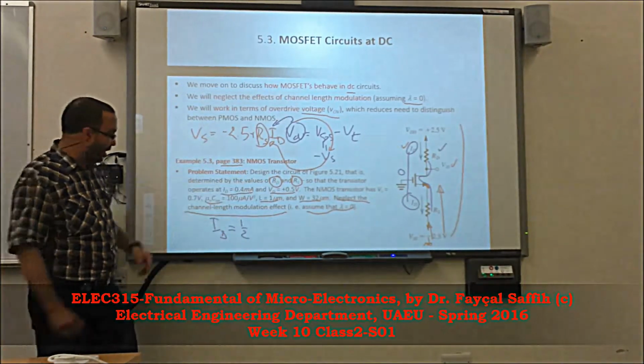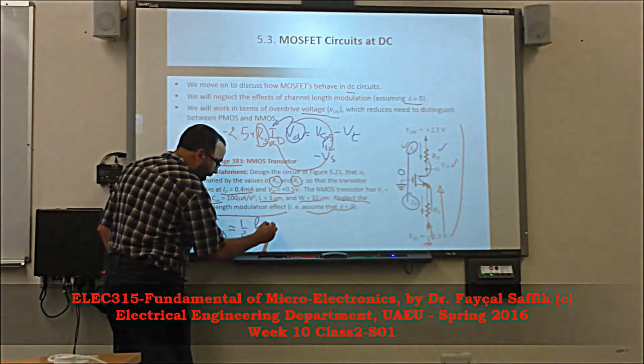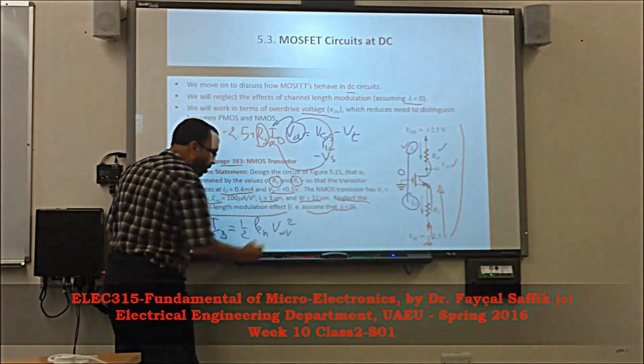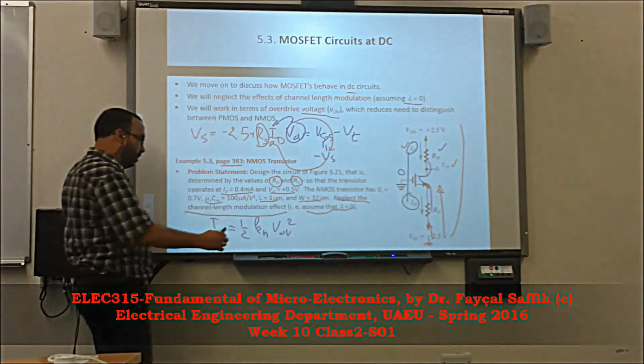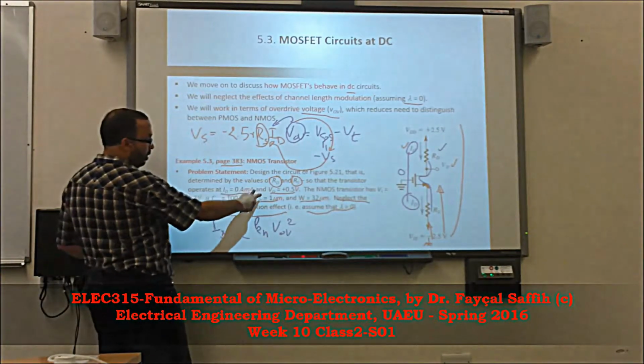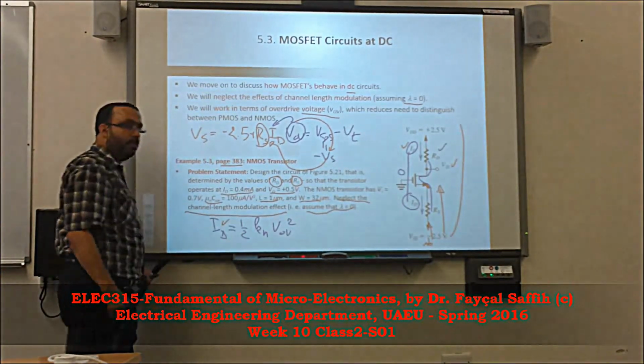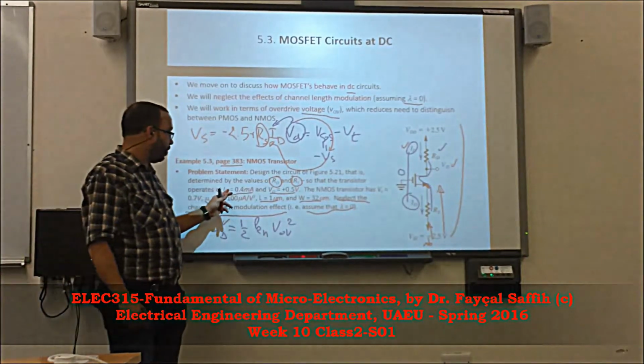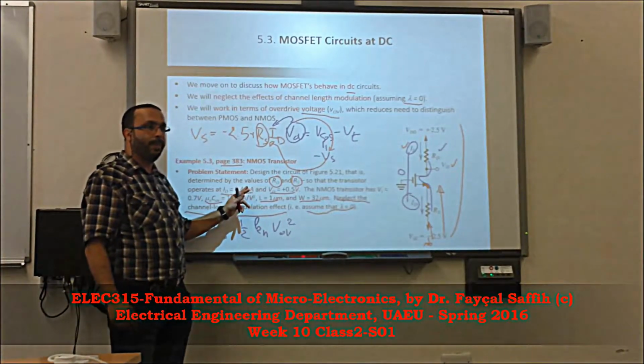So it's now in saturation. So half Kn, now V overdrive squared, yes or no? ID we have it or no? ID we have it. Bingo. We have it, ID is given. Yes or no? 0.4 milliamp.